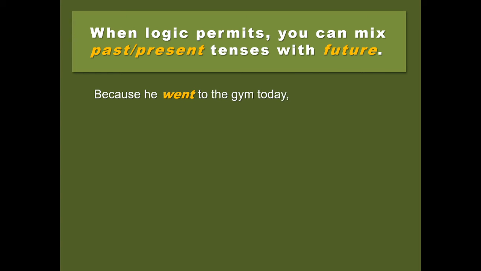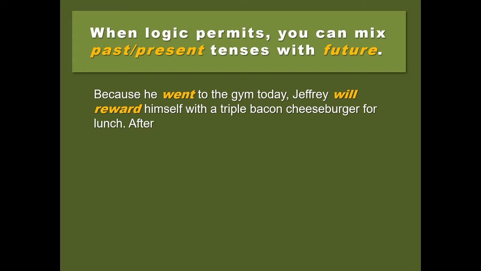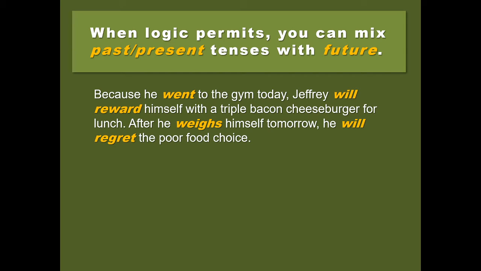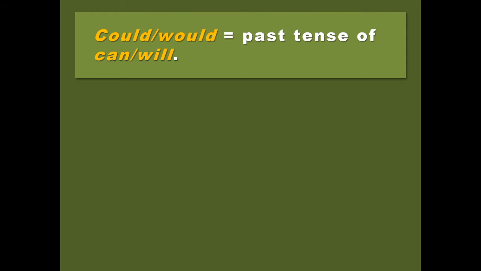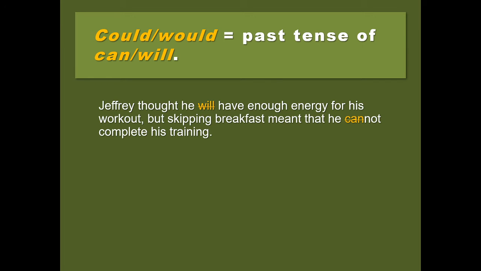When logic permits, you can mix past and present tense with future. For example, because he went to the gym today, Jeffrey will reward himself with a triple bacon cheeseburger for lunch. After he weighs himself tomorrow, he will regret the poor food choice. Because I ate badly, I will have to do more crunches at the gym. So, could and would are the same as the past tense of can and will. For example, Jeffrey thought he will have enough energy for his workout, but skipping breakfast meant that he cannot complete his training.